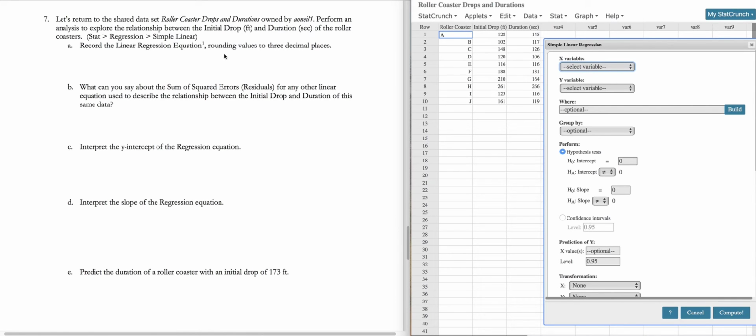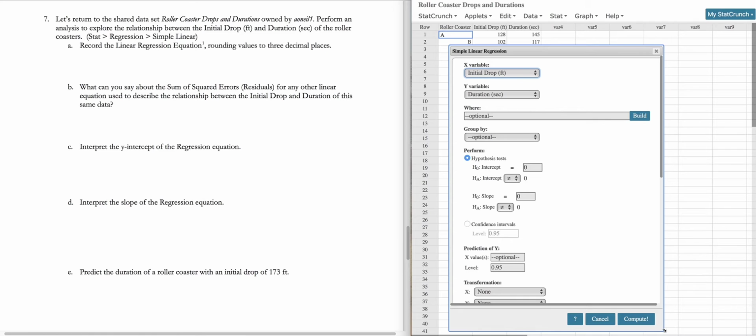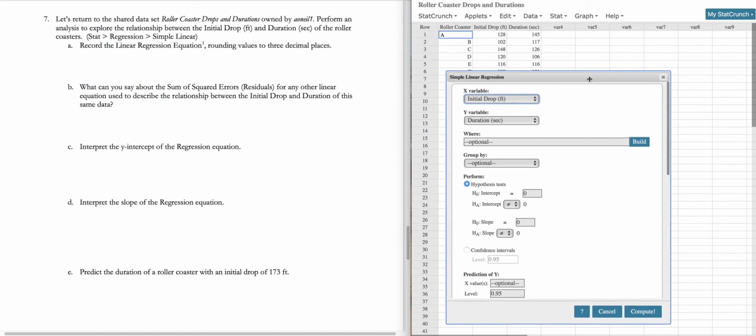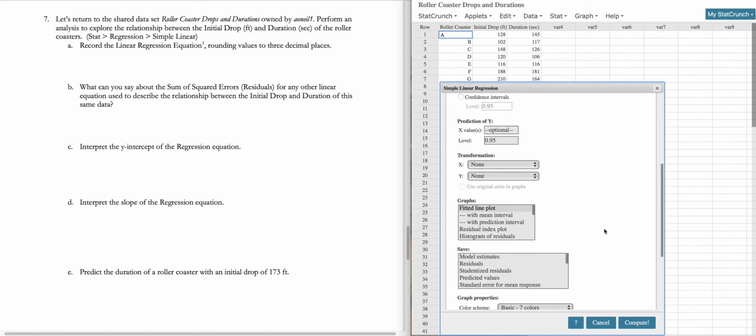All right. So the paper says we're exploring the relationship between initial drop and duration. So we're going to use the initial drop measured in feet as our x variable. That's our explanatory variable. And then our y, our response variable, is the duration of that ride. We're not going to worry about any of these things in here. There is more advanced analysis that can be done, but that would not be in an intro course like this. That would be addressed in later courses. So let's move down and see what else we have.